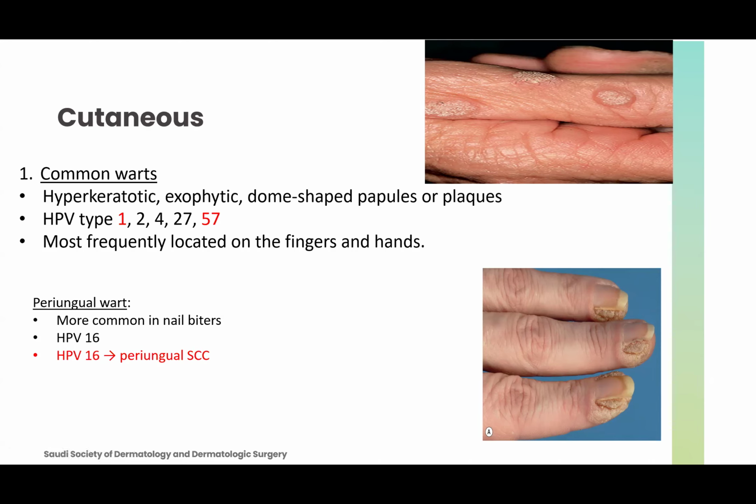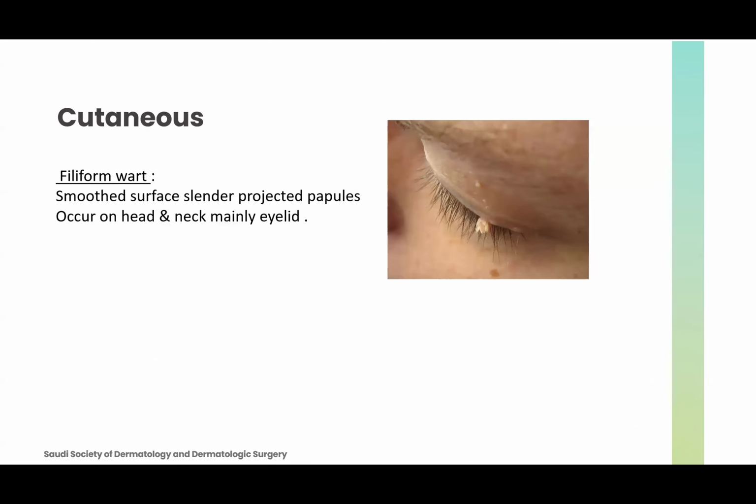We might have subungual or periungual wart involvement, mainly in nail biter patients, and most of the time it will be caused by HPV 16, and that will increase the risk for periungual squamous cell carcinomas. In addition to that, we might have a type called filiform wart, characterized by smooth-surfaced, slender, projecting papules, occurring mainly over the head, neck, and eyelids.